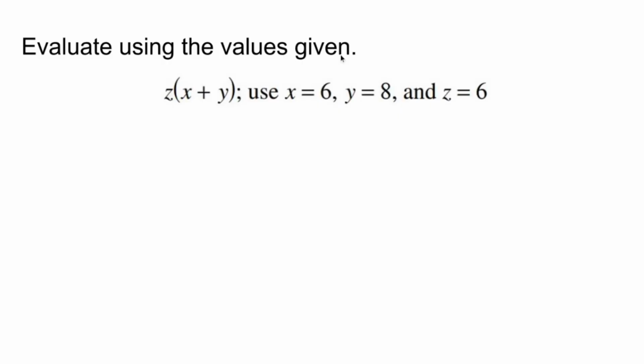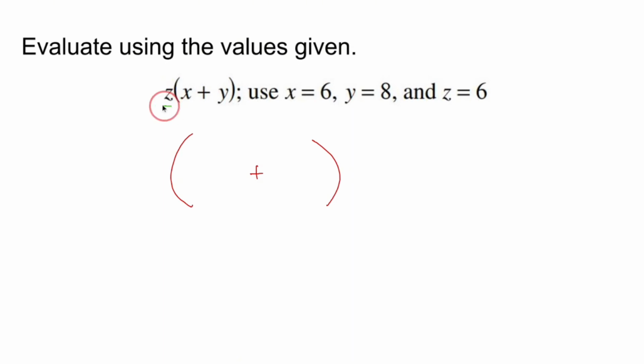Evaluate using the values given. Now, what we have here is a bunch of variables and then numbers that represent those variables. This process is called substitution, where you replace the letters with the numbers given. So what I have is z times a huge parentheses with a plus sign in it. Anytime you substitute a number in for a variable, you have to replace it with parentheses.